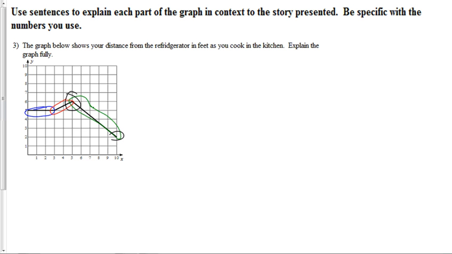So write a story using sentences explaining each of those parts. Make sure that all of those parts are in there. As you look through the different graphs and the different problems, make sure that you locate each section of the graph and you talk about how fast you're walking or running or driving. Also mention how far you're away, and use very specific numbers because they are given to you on both sides.